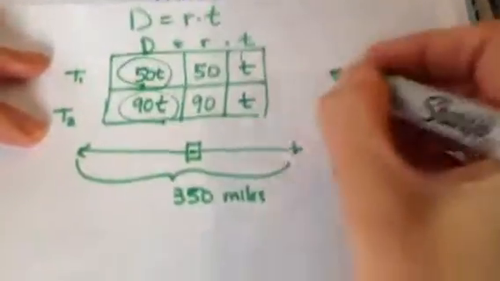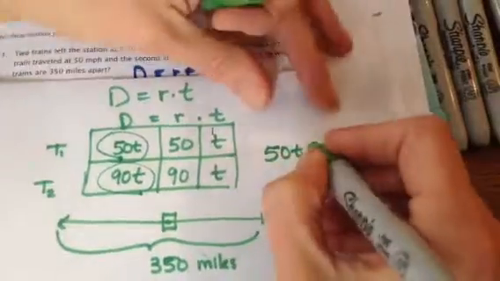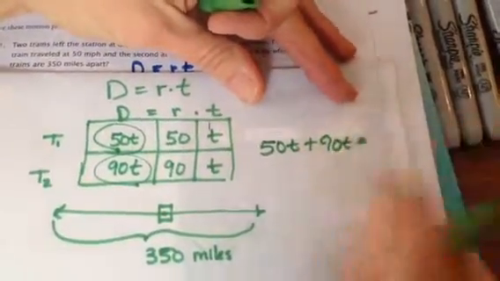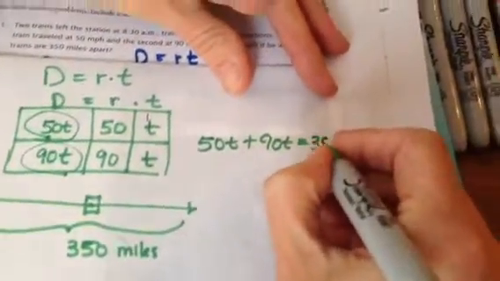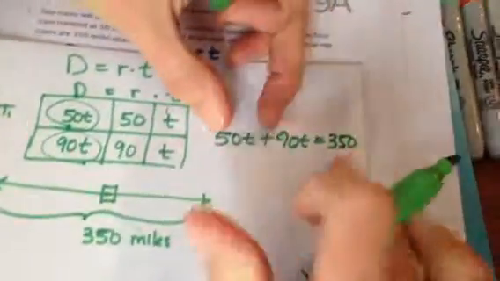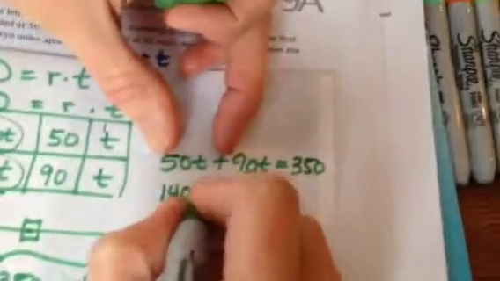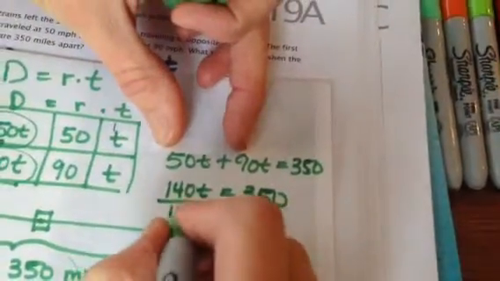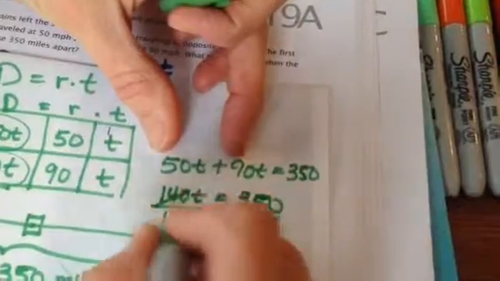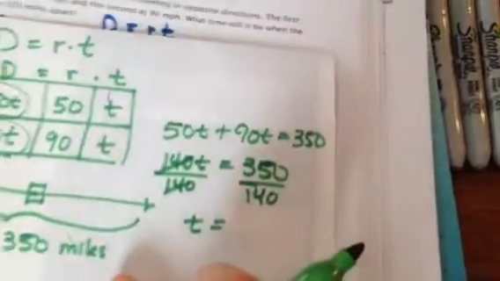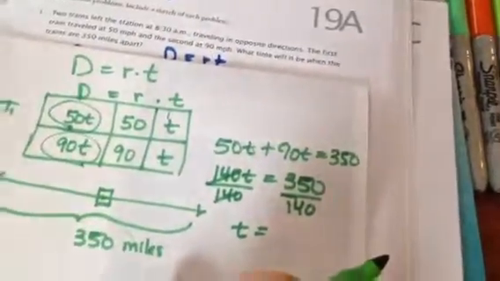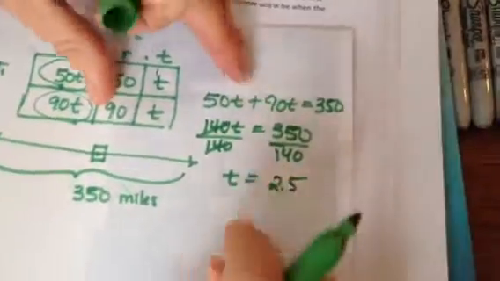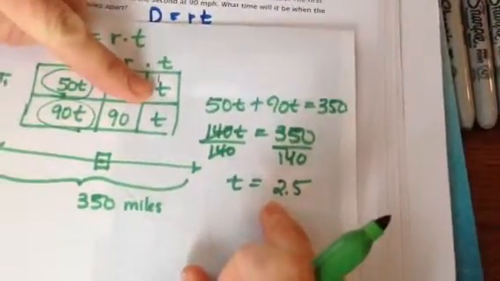Now, I know together, they went a total of 350 miles. So this is your equation. Now solve it. 140T equals 350. Divide both sides by 140. I think it's 2.5, but let me hit it in my calculator. 350 divided by 140. It's 2.5.